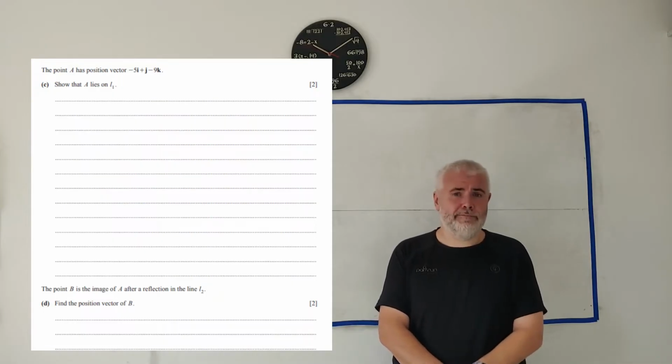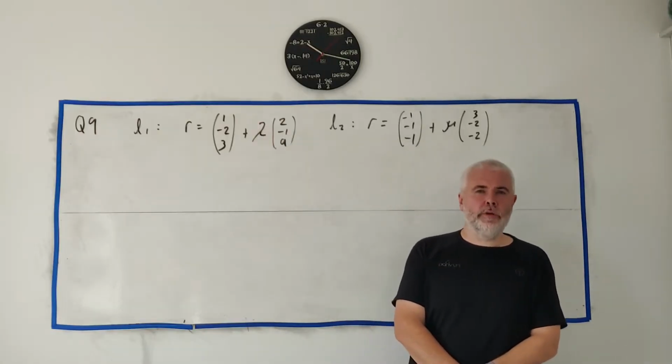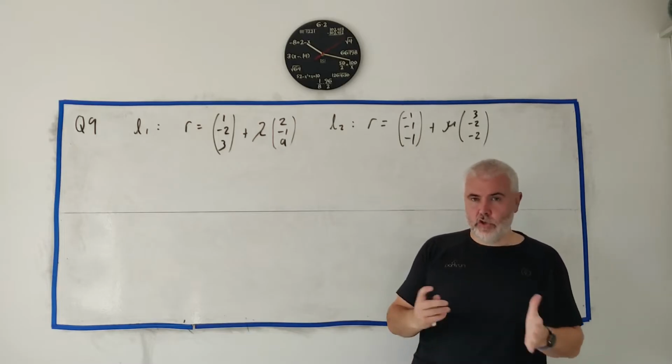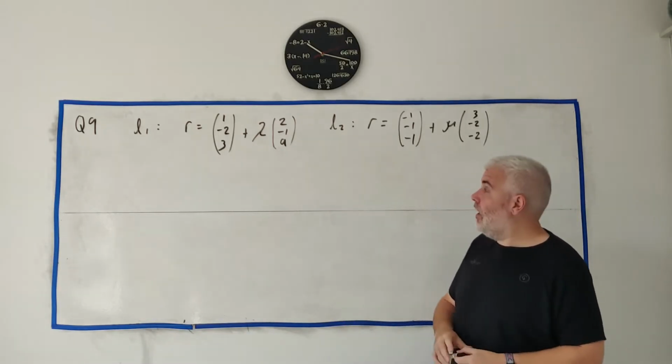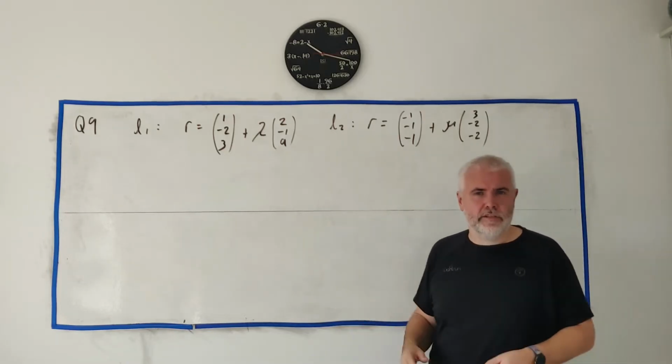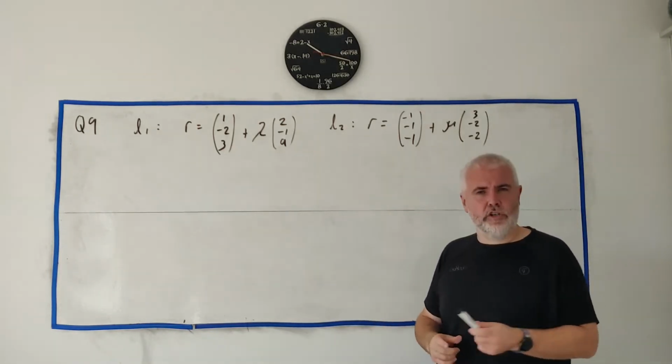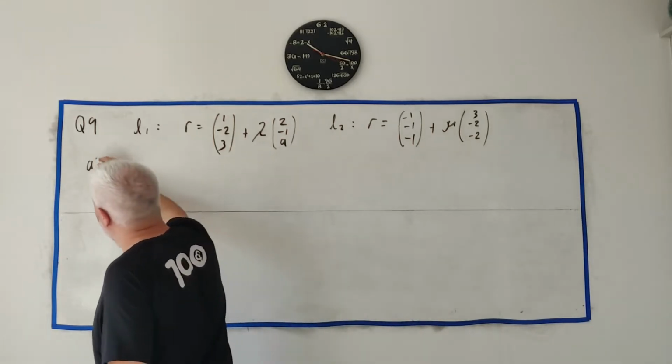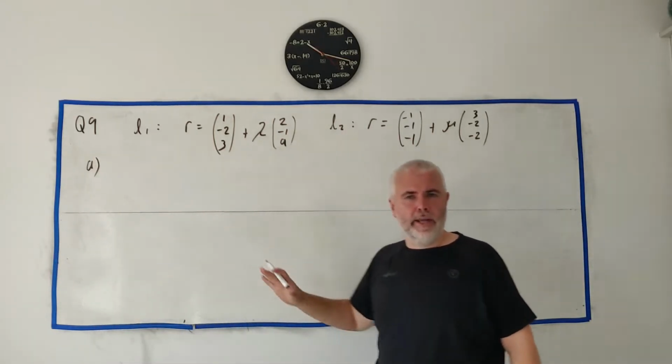In question 9, we're going to be talking about two straight lines in a three-dimensional space, and these lines are going to be defined using vectors. And we're going to use vectors to solve all the questions. Part A is quite short. Part A is just 1 mark. So we should be able to do part A very quickly.